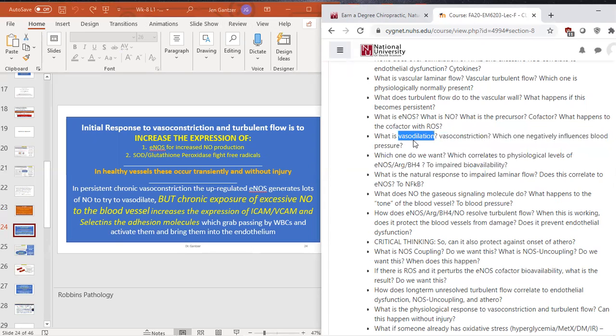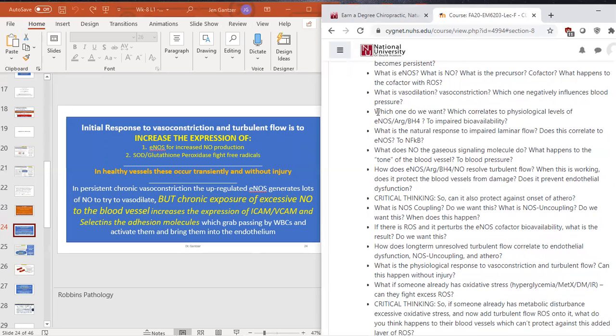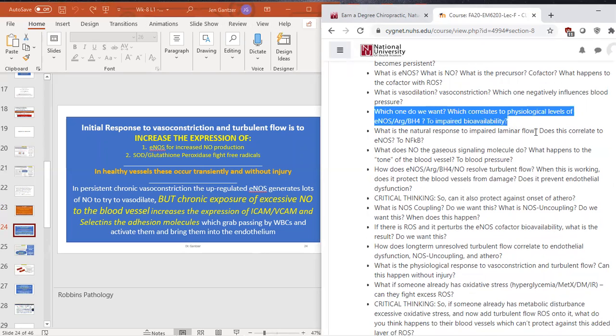So vasodilation, your blood vessel tone is relaxing. Vasoconstriction, blood vessel tone is tightening. Which one negatively influences blood pressure? I hope you will know that that's vasoconstriction. You cannot stay in a vasoconstricted state long term, because that will induce and or worsen any hypertension and rises in blood pressure. All right, which one do we want? We want both, but we need the ability to have the vasodilation to correct for vasoconstriction and turbulent flow.